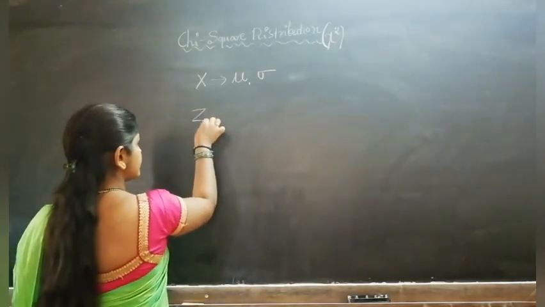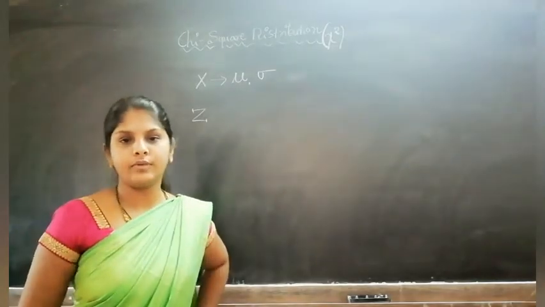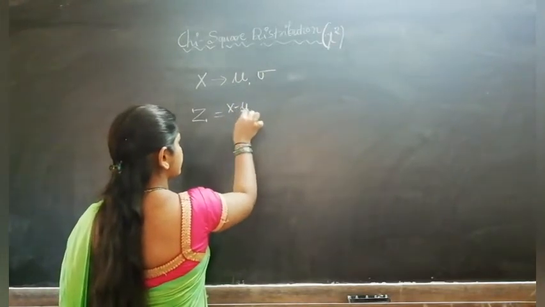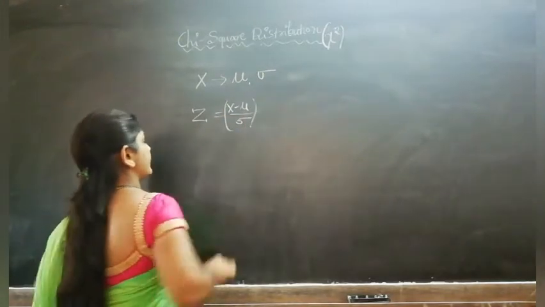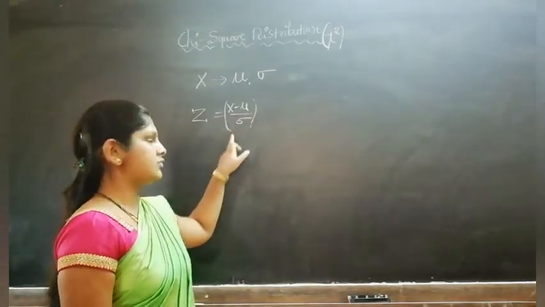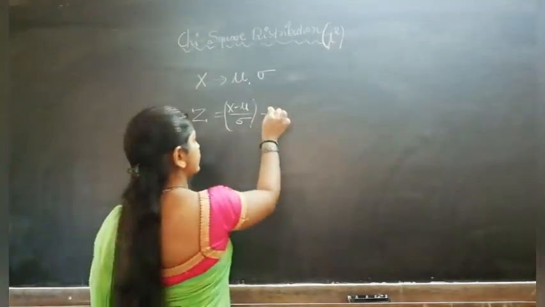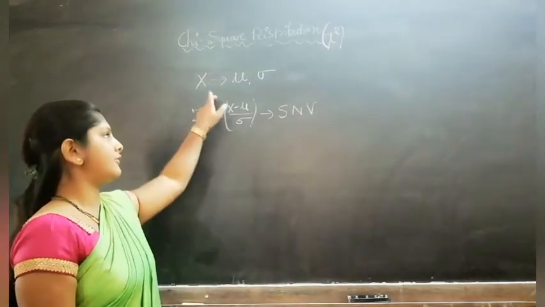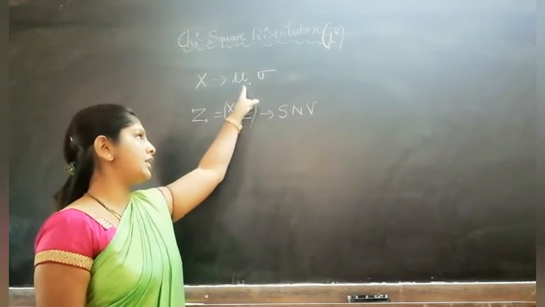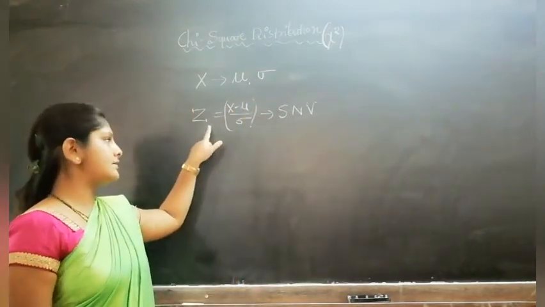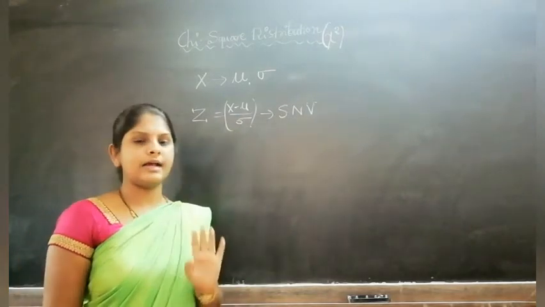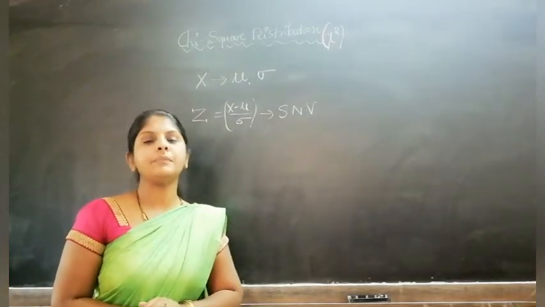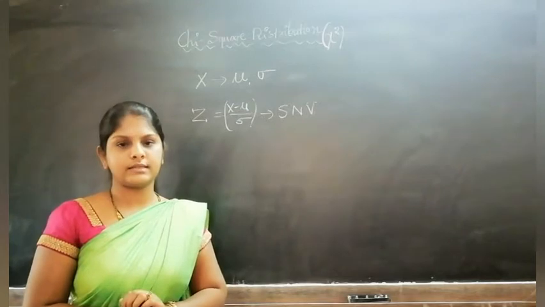Then what is z, students? Z is a standard normal variate. How do we define z? Z is nothing but (x minus mu) by sigma. If x is a normal variate with mean mu and standard deviation sigma, then z equal to (x minus mu) by sigma is a standard normal variate. Now this chi-square distribution is derived from the normal distribution, and we'll see how they are related.